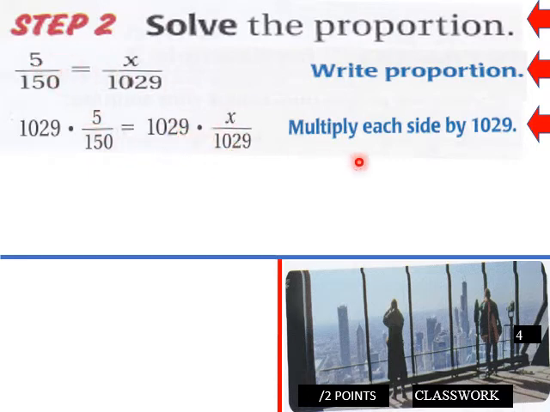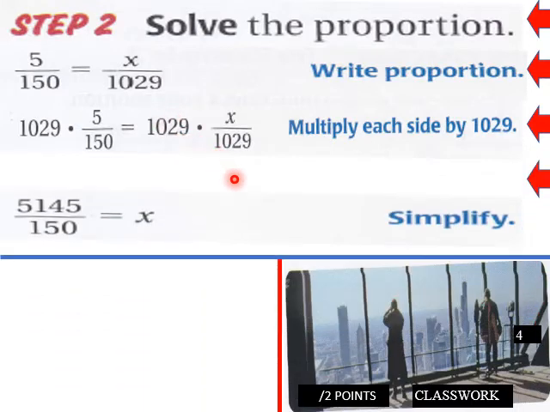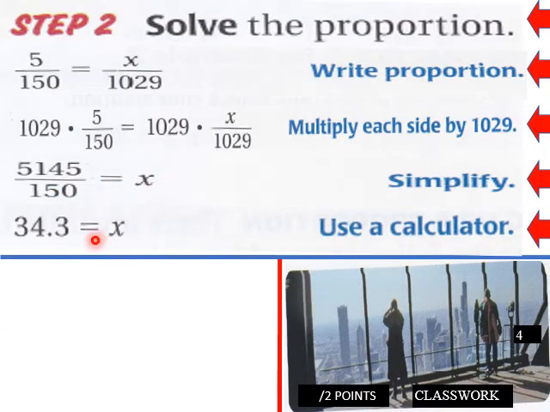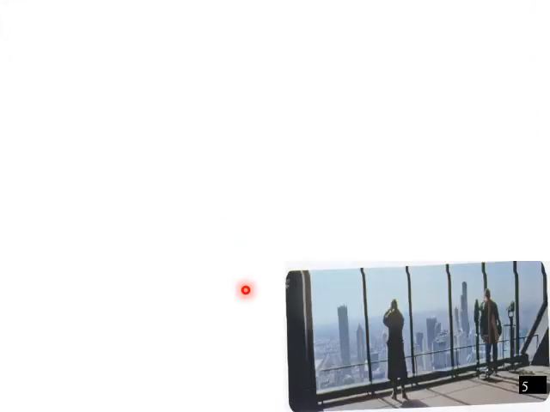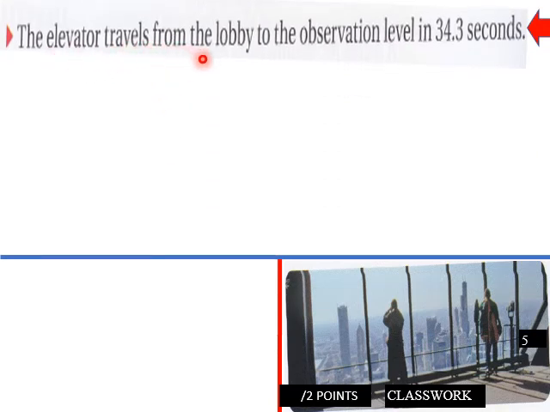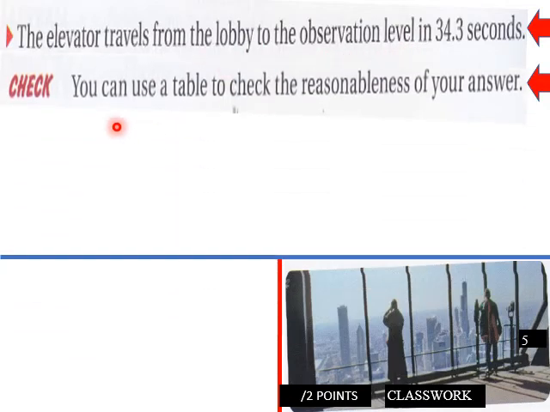Actually, we're not going to cross multiply. We're going to multiply both sides by 1029, using the inverse of a division. When we do that, we end up with 5145 over 150 equals x, and then x equals 34.3. So we'll take that amount of time to get to the observation deck. The elevator travels from the lobby to the observation level in 34.3 seconds.